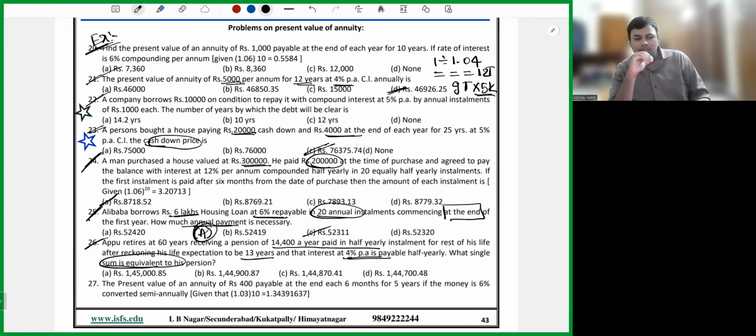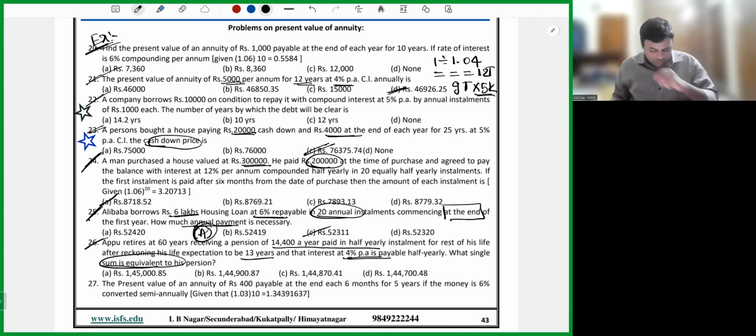He's telling, a company borrows 10,000 on a condition to repay it with a compound interest at 5% per annum by annual installments of 1,000 each. The number of years by which the debt will clear. Okay, let's try to do. So how much did he borrow? He's telling loan. So obviously it is supposed to be present value, because loan or borrowing, all these things, we call it as present value, right?